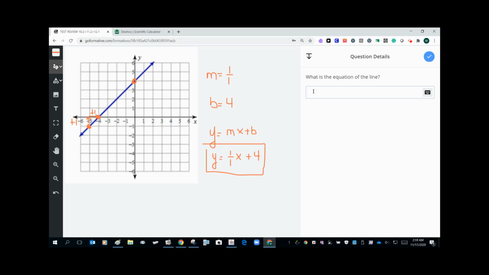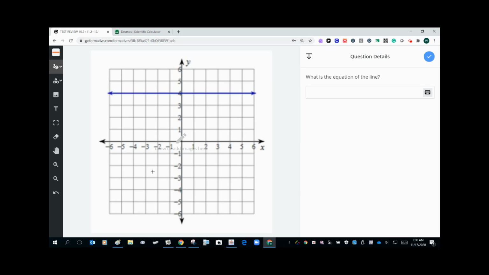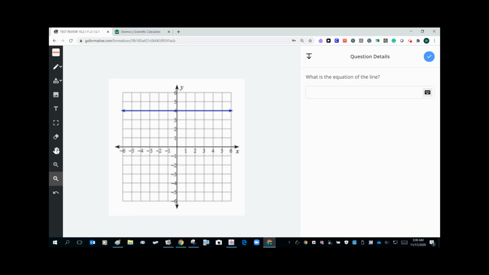So with that, we put it right there. Y equals 1 over 1, arrow x plus 4. And we check. We got a green light. Awesome. Same thing here. I'm going to reduce the graph.